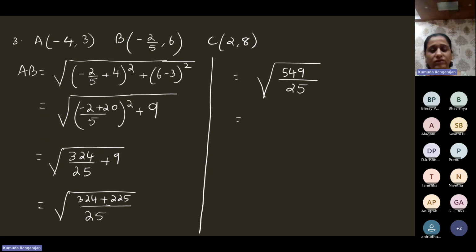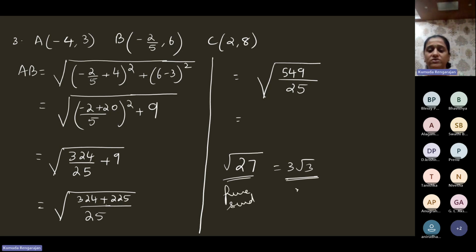The square root of 25 is 5, so we can bring it out as 5. Now, what do we do with 549? If you have 27 in the numerator, the square root of 27 you can write as 3 root 3. This is a pure surd, this is a mixed surd. We have 549 in the numerator.